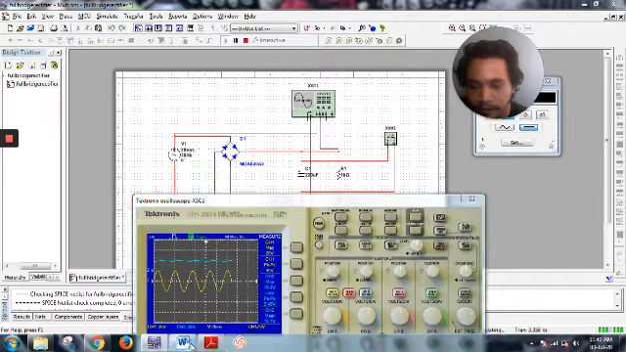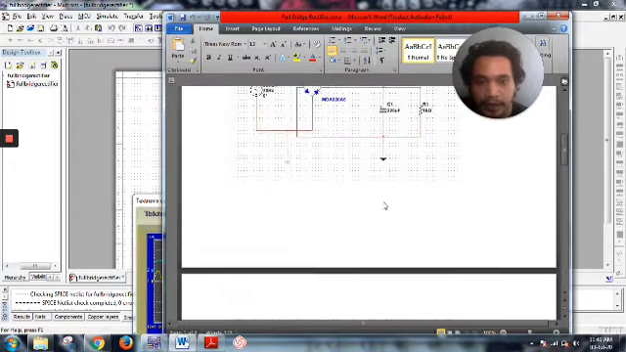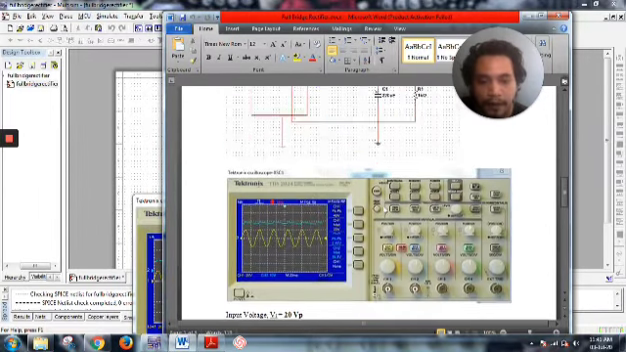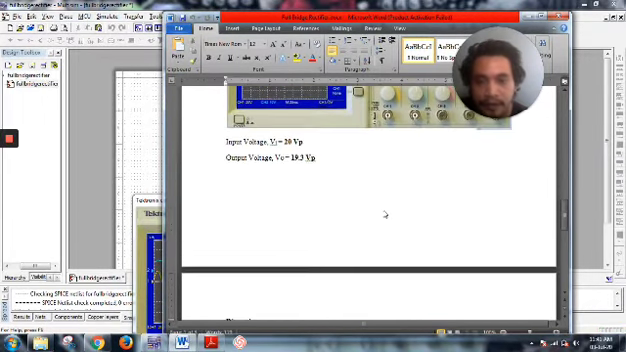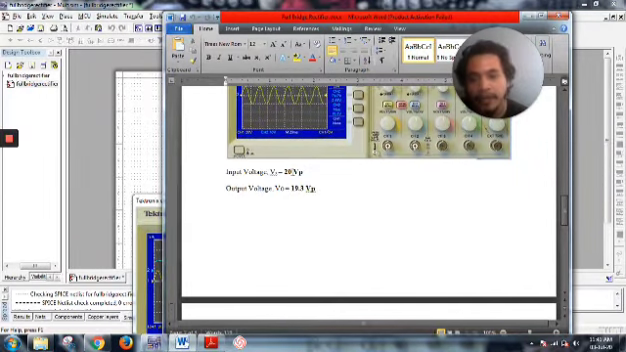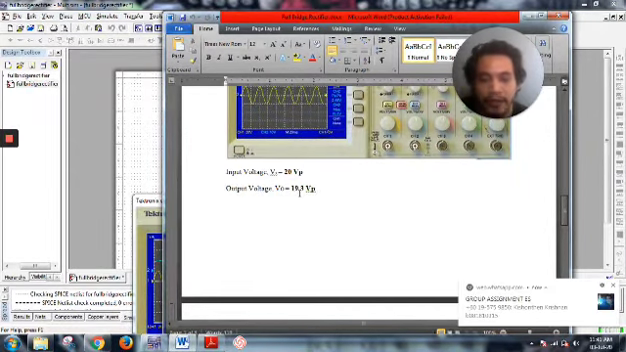This is the circuit design. The input voltage is 20 volt peak, and the output voltage is 19.3 volt peak.